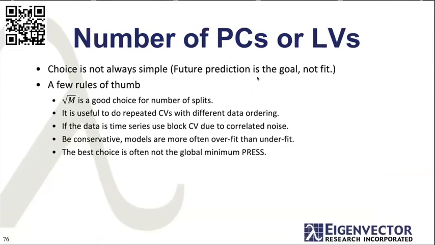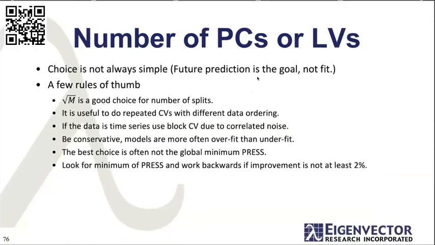The best choice is often not the global minimum PRESS. We often will look at the minimum of the PRESS and work backwards if the improvement is not at least 2%. Well, that's just a rule of thumb. If the calibration error is less than the cross-validation error by a lot, and here we're saying 20%, it suggests that we're overfitting. So if we watch the cross-validation errors start going up while the calibration error is going down, we're probably overfitting.